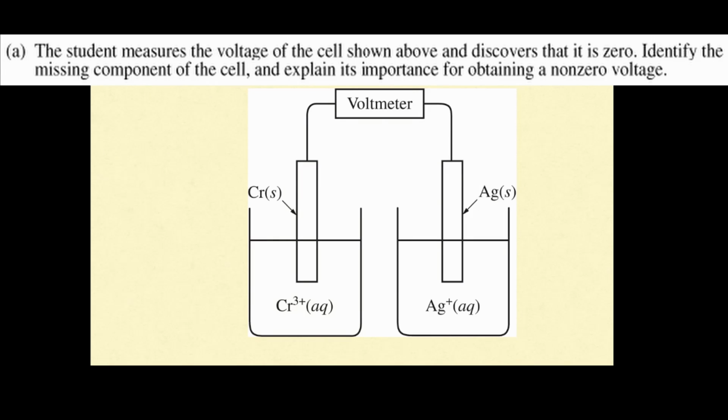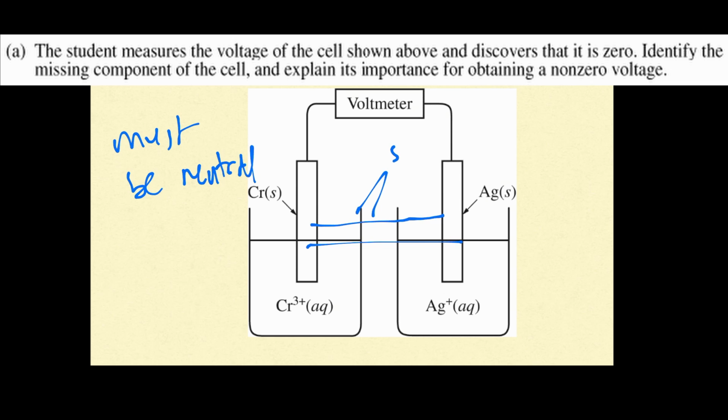For this first question, you have to remember that a cell, for it to work, has to remain neutral. However, if ions are getting oxidized and reduced, neutrality is hard to maintain without a salt bridge. Remember that a salt bridge goes in the middle of the two cells so that you can maintain neutrality with different ions, preferably neutral ions. So the answer to this question would be that you have to say the salt bridge is missing and the salt bridge allows for neutrality.